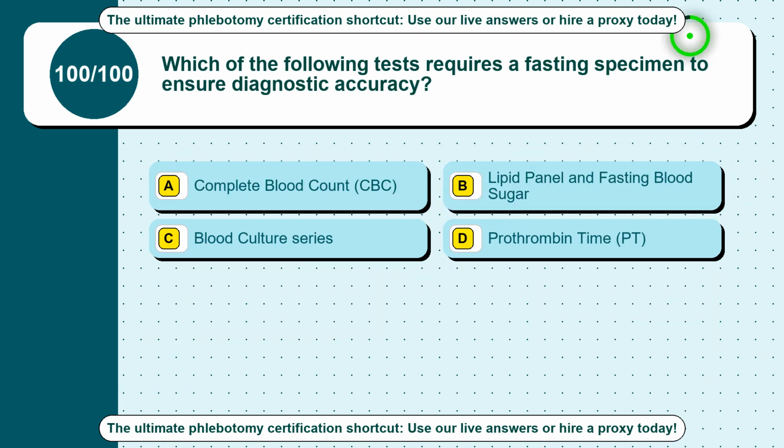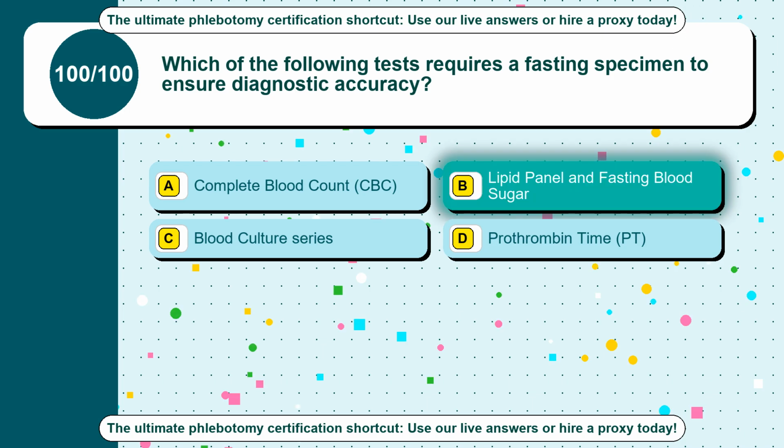Question 100. Which of the following tests requires a fasting specimen to ensure diagnostic accuracy? Option A, complete blood count, CBC. Option B, lipid panel and fasting blood sugar. Option C, blood culture series. Option D, prothrombin time, PT. The correct answer is option B, lipid panel and fasting blood sugar.